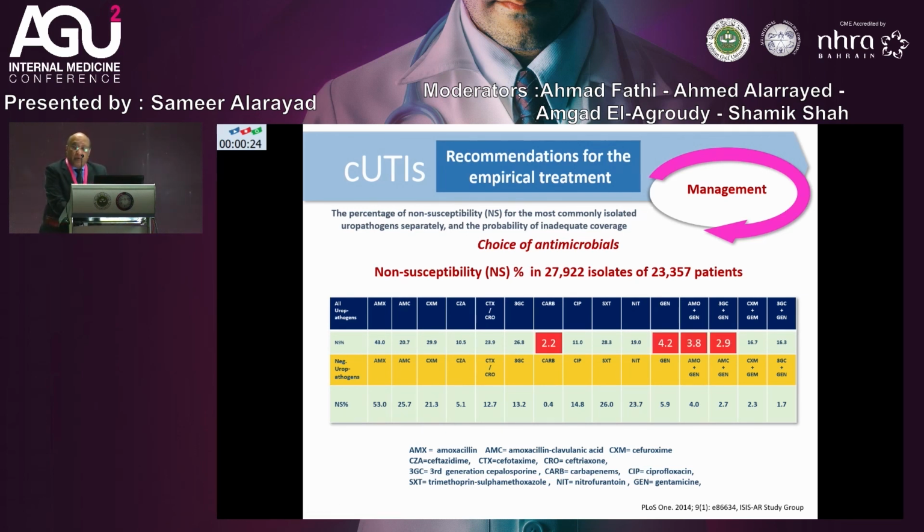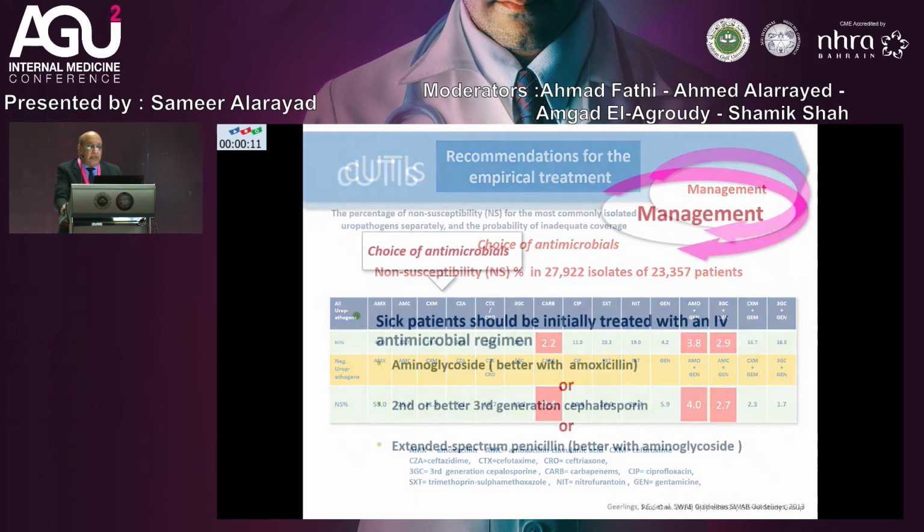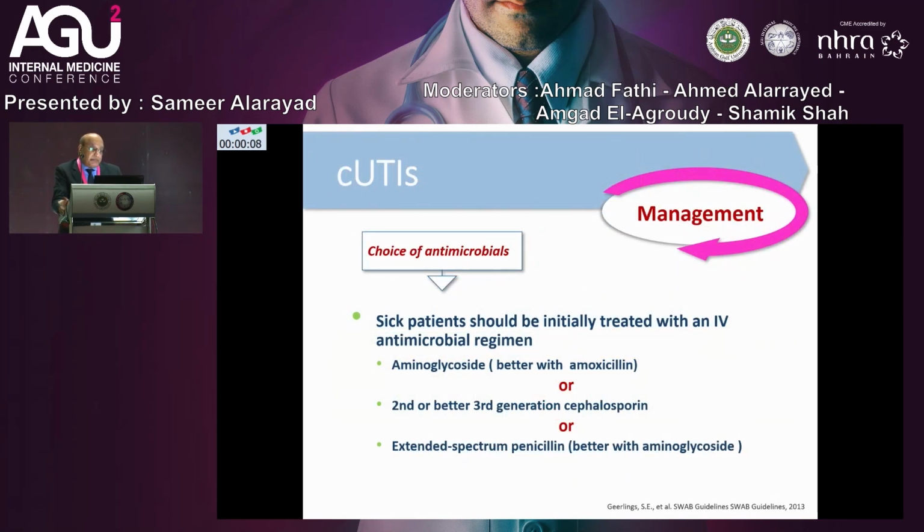And then if we include the gram-negatives as well, we either choose a third-generation cephalosporin with gentamicin or penicillin with gentamicin, or the best is to use a carbapenem. A sick patient should be admitted to the hospital. Probably I might stop here if you want.